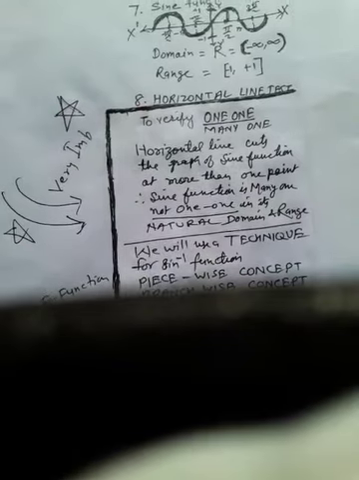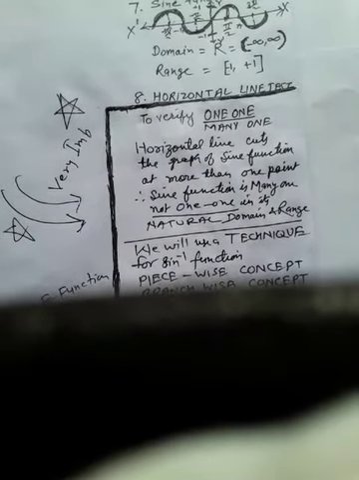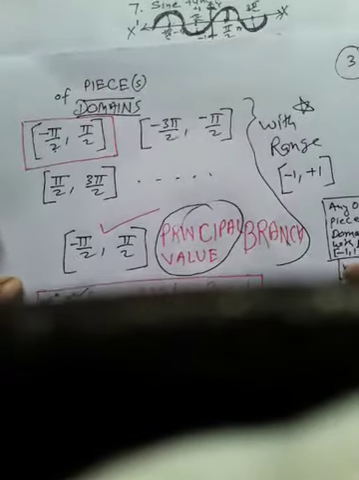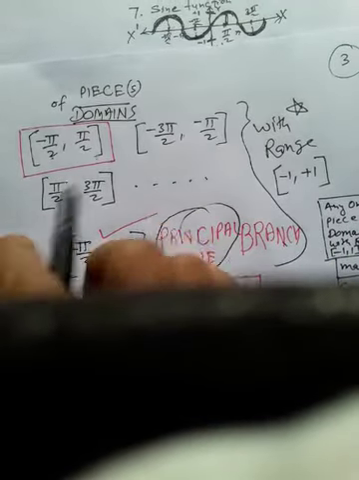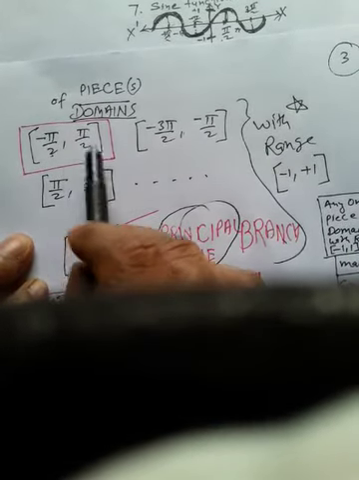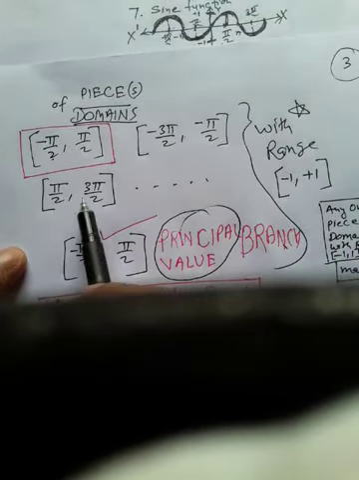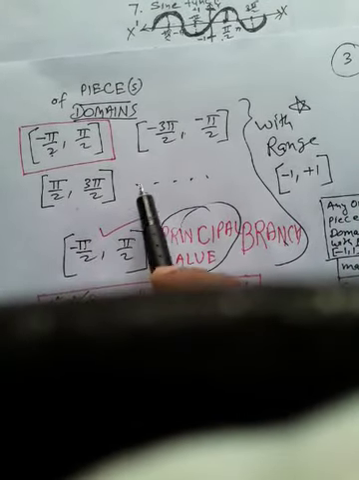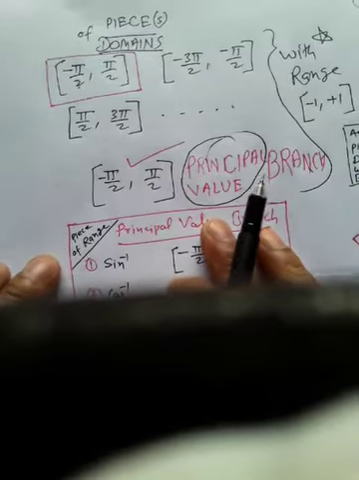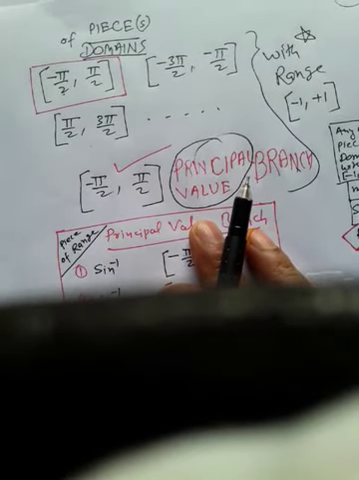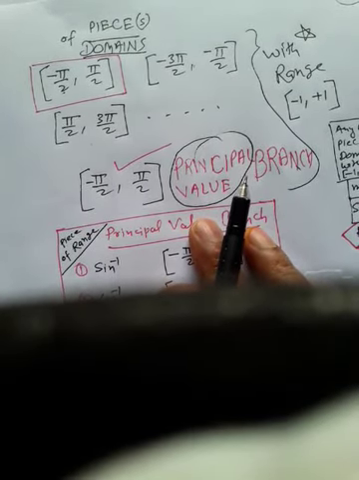Now, coming to the next point. See, we have various pieces of domains. This minus pi by 2 to pi by 2, minus 3 pi by 2 to minus pi by 2, pi by 2 to 3 pi by 2, and so on you can have. So, dear children, a very important point is coming now. Very important point.